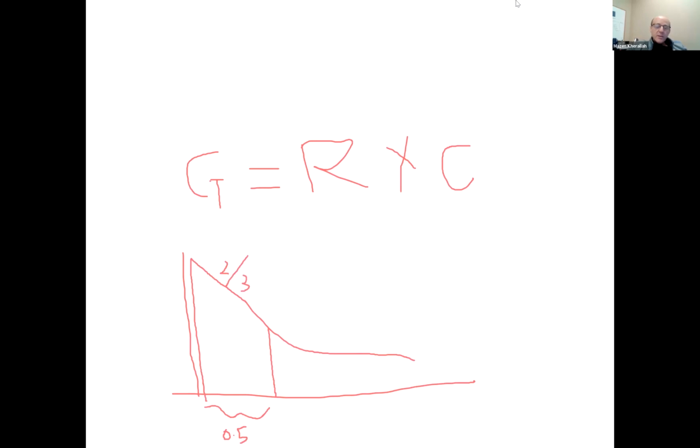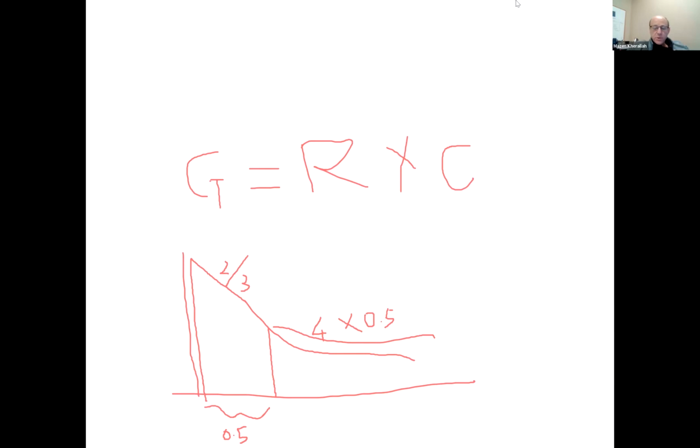Now, to exhale the rest, it will take 4 times the time constant. So that means 0.5 multiplied by 4. So that's 2 seconds. 4 times the time constant. Okay. So in increased resistance, you would require a longer time constant, a longer expiration. In decreased compliance, you would require a shorter time constant.